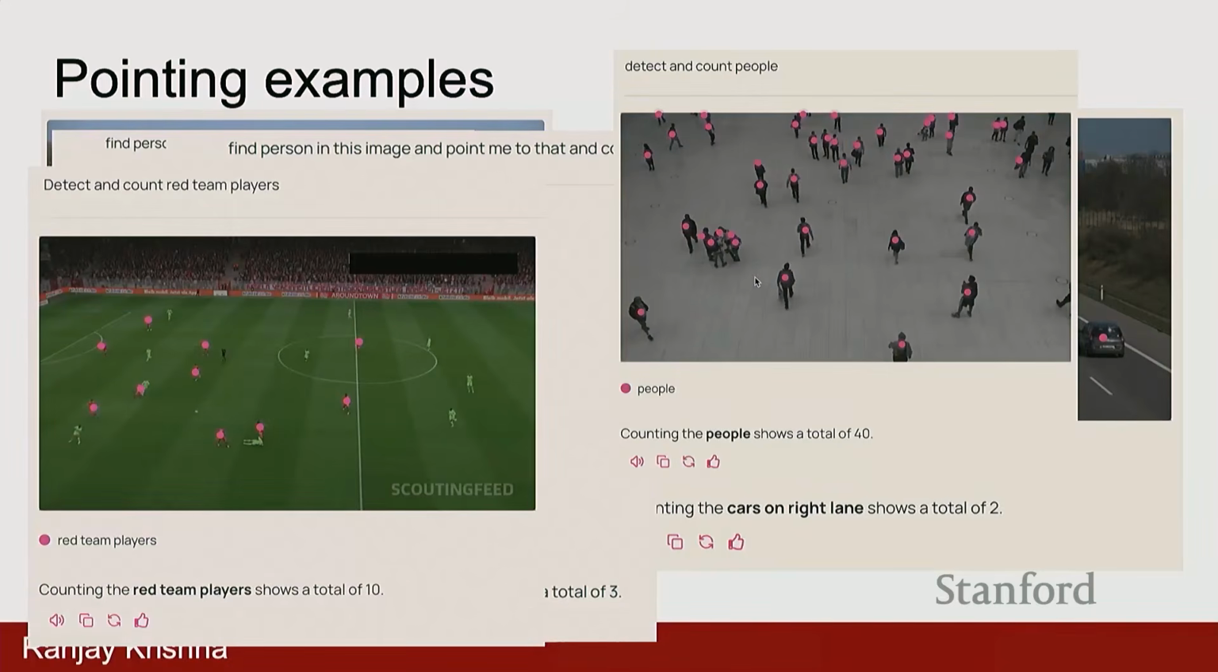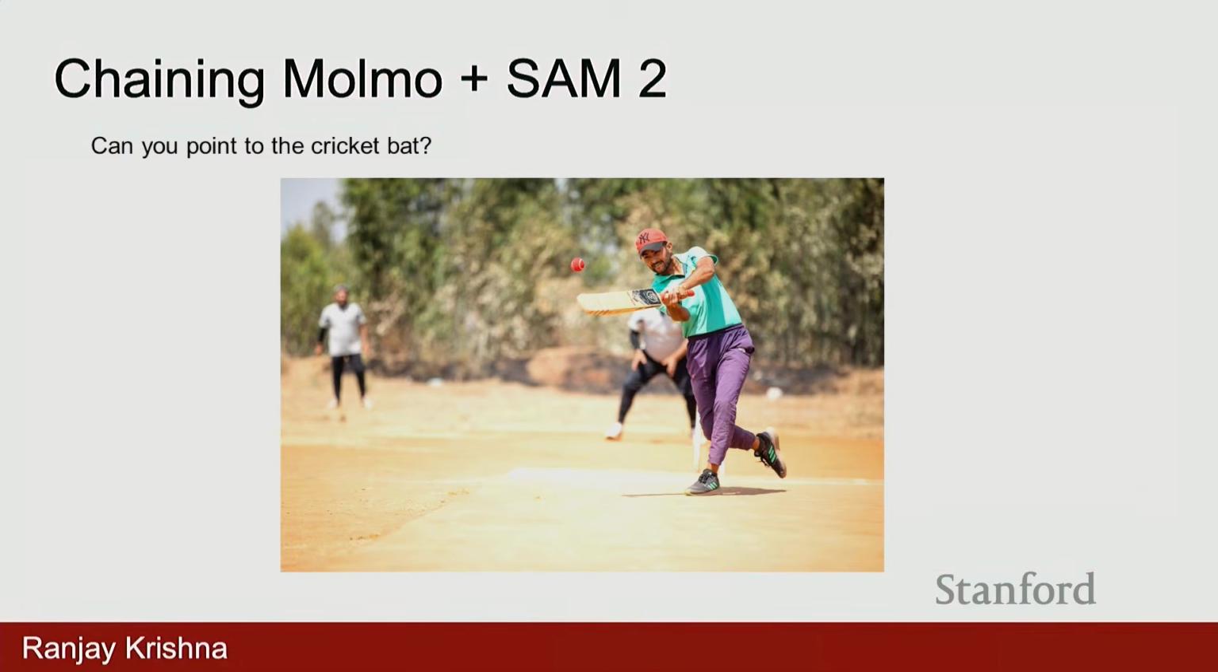What's also really exciting, and again, we'll talk about this in a few minutes, is this idea of chaining that keeps coming up all across multimodal models today. The idea of chaining Molmo to other models. What you can do is chain the output of Molmo to become the input of another model like SAM2. And so you can tell Molmo to point to the cricket bat. And now you take that point, you feed it to a model like SAM2, which does segmentation.